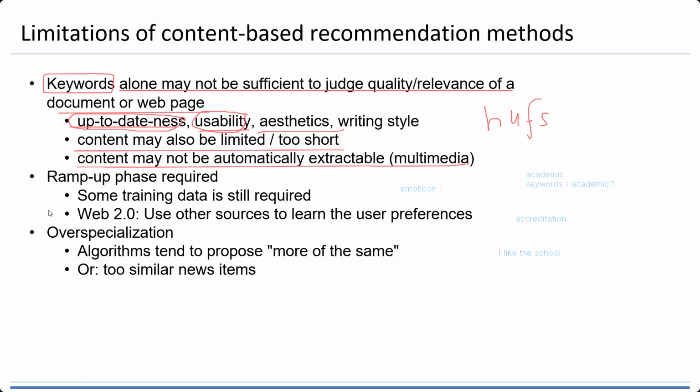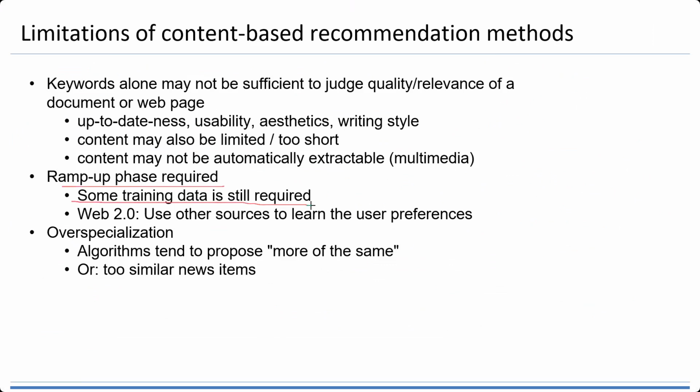And also we have some things related to the ramp up phase required. Ramp up phase means, if we have some training data, it is good. But if we have words like web 2.0. Nowadays there are so many words like industry 4.0. And then sometimes people put industry 5.0. So people keep improving with this word and it is not easy to use this as the content.